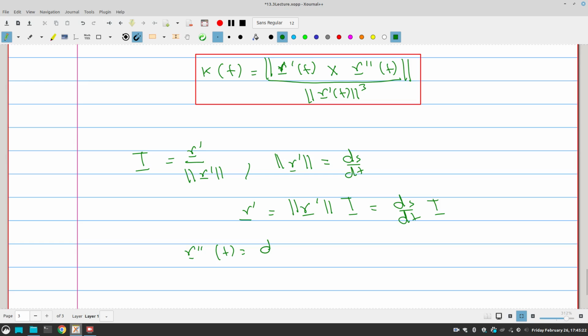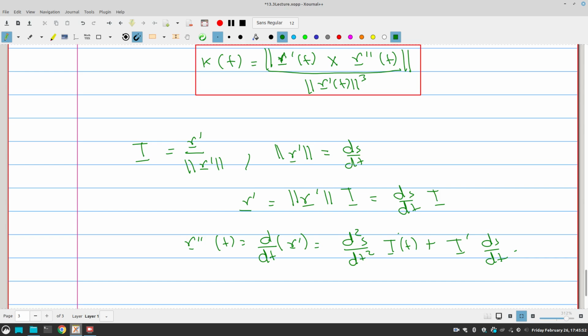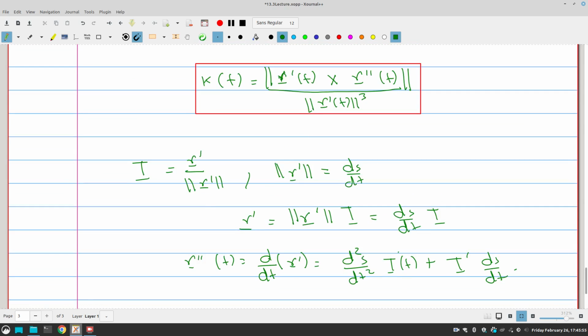r double prime is d over dt of r prime. Differentiating this, I get d squared s over dt squared times T, of course, plus T prime times ds over dt. So this is my r double prime.